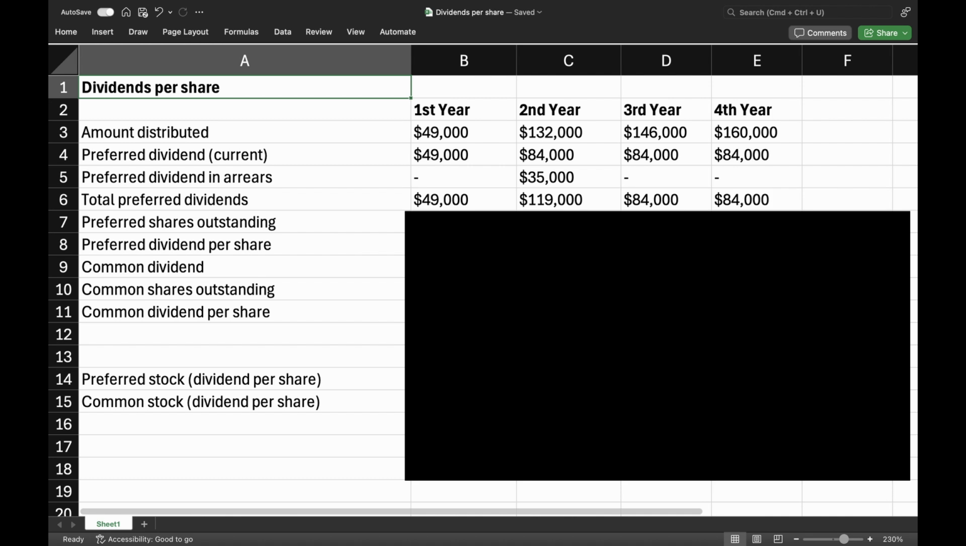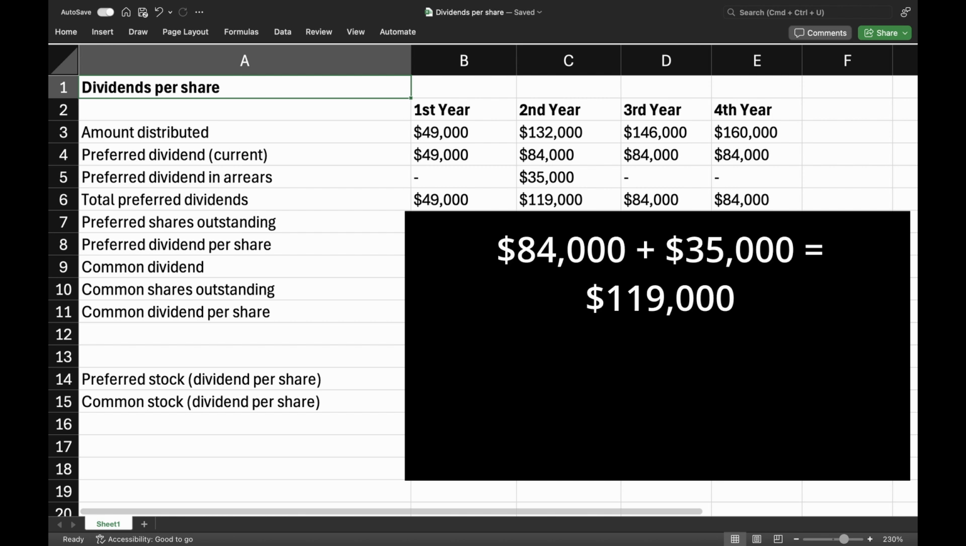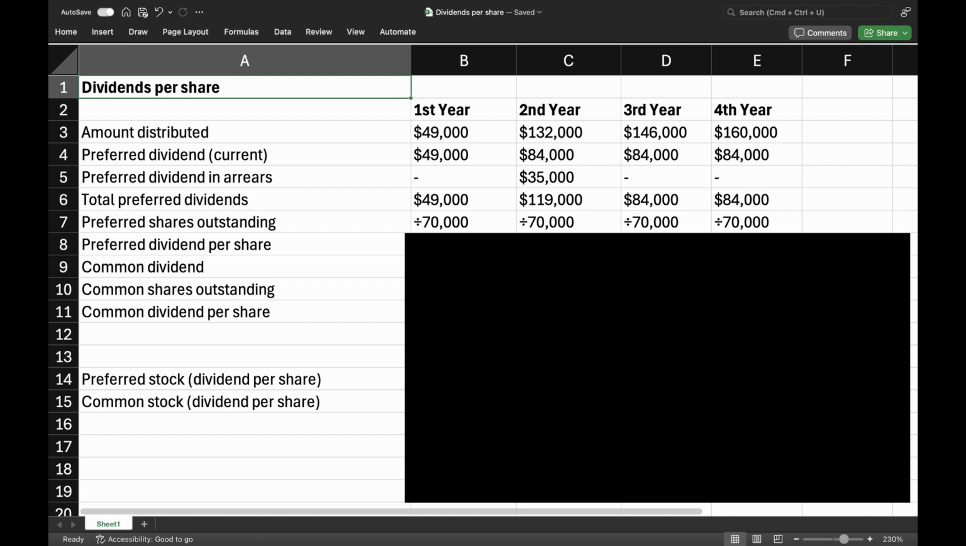Now you have the total preferred dividends for all 4 years: $49,000 for year 1, $119,000 for year 2, which is found by adding $84,000 and $35,000, and $84,000 for year 3 and 4. Next, you need to divide the total preferred dividends each year by the preferred shares outstanding.